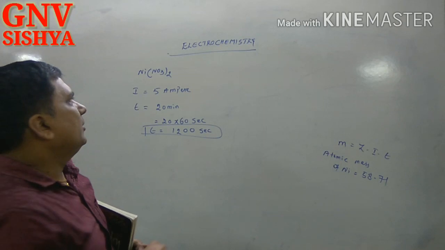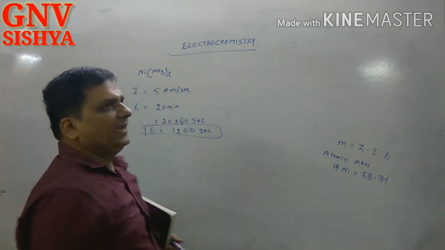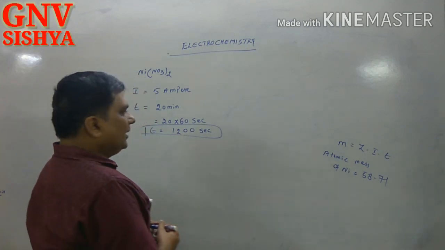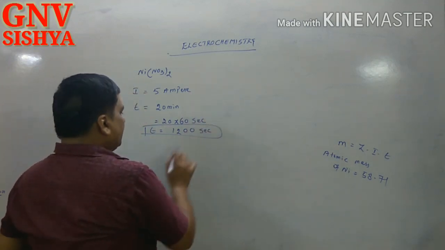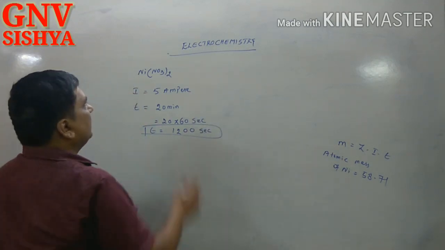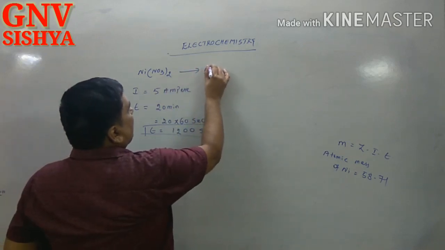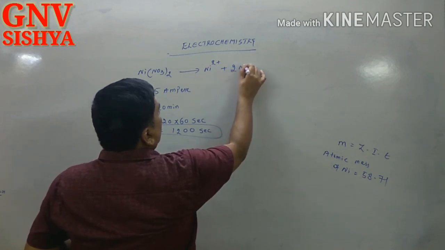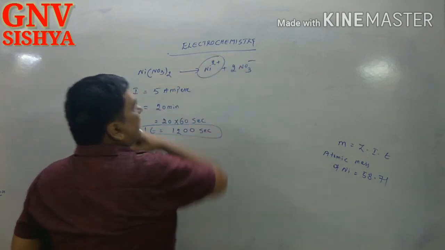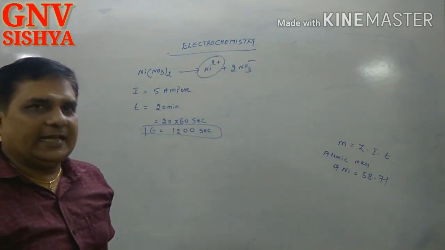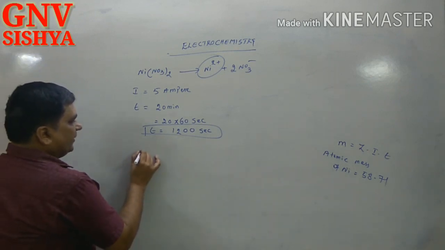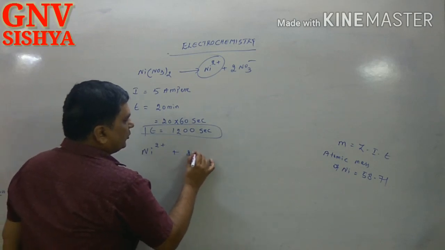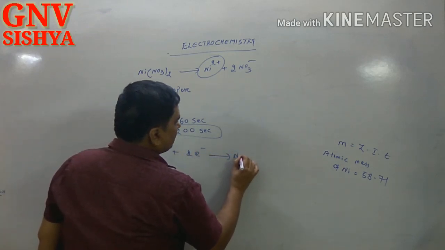How are we going to solve the problem? Nickel nitrate, nickel 2 plus. Let us see the electrode reaction. Nickel nitrate is nothing but Ni2+ and 2NO3-. Ni2+ will be deposited at the cathode. So what is the reaction? Ni2+ plus 2 electrons gives Ni.